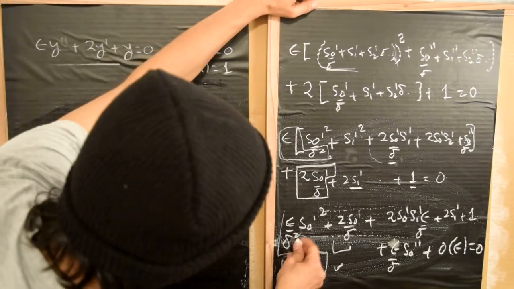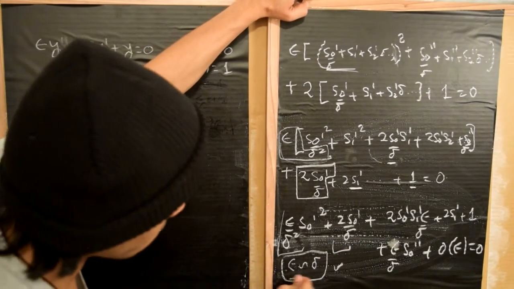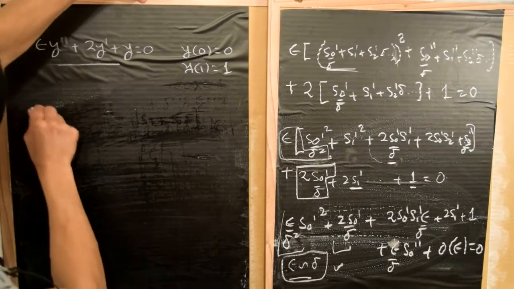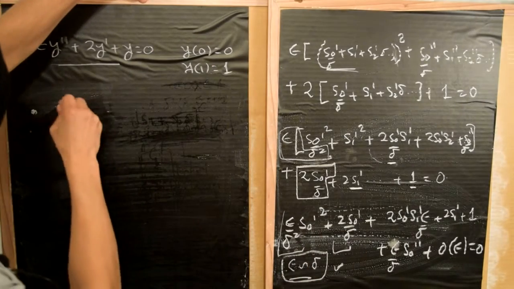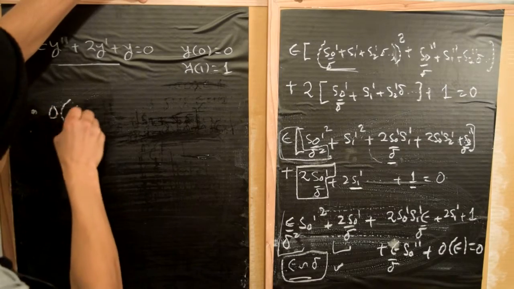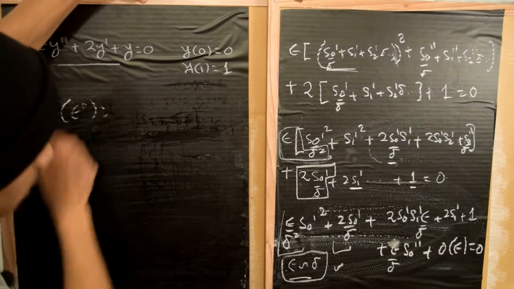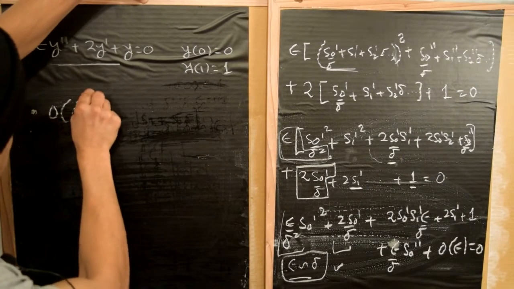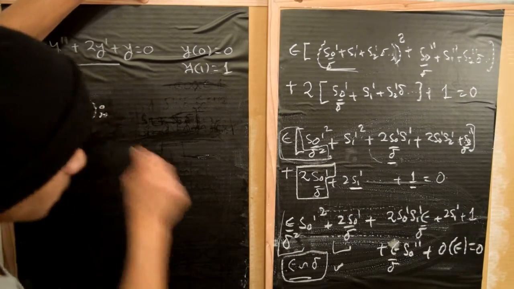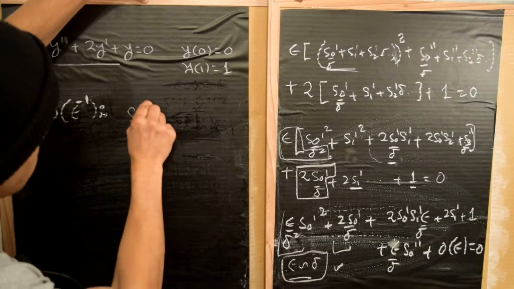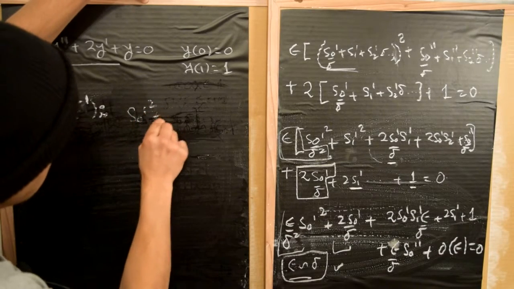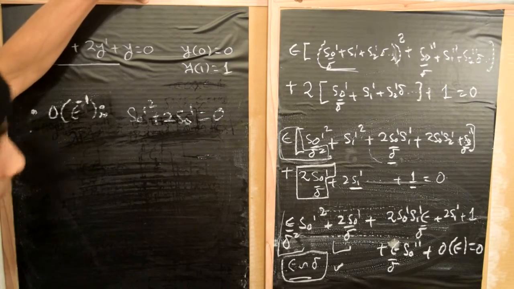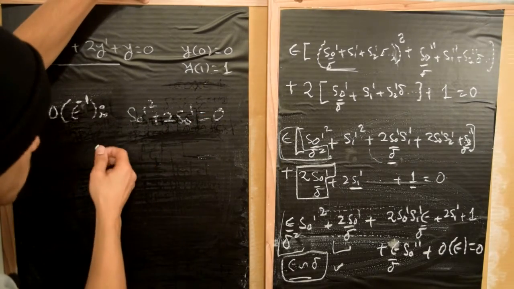So these two are the dominant terms when epsilon scales linearly with delta. So that gives us the 0th order approximation, that order epsilon 0, order epsilon to the power of minus 1, we find the term s naught prime square plus 2 s naught prime is 0, right? And if we solve this, we find two solutions.